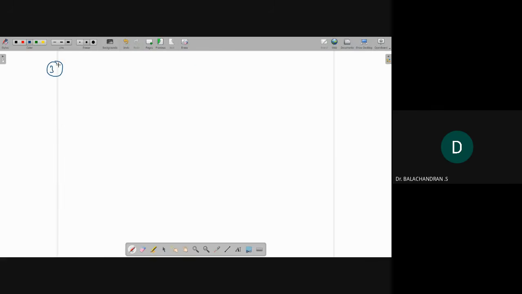Please write the third problem. A concentrated vertical load. Okay, I will give this problem as a practice problem. I will solve this problem.